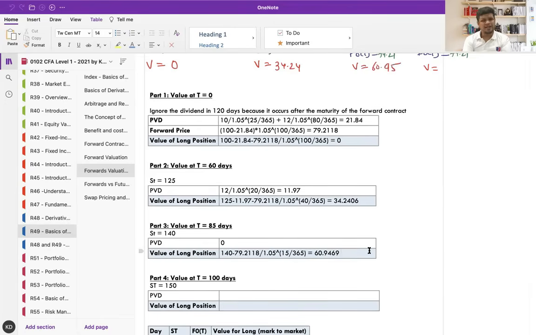I'm not showing you the operations of the calculator, which we have done already in time value of money. Yes, 60.9469. Now, if you recollect, the reason I did time value of money so intensely was so that you don't get stuck in the calculation part here. Otherwise, your focus will get drifted.